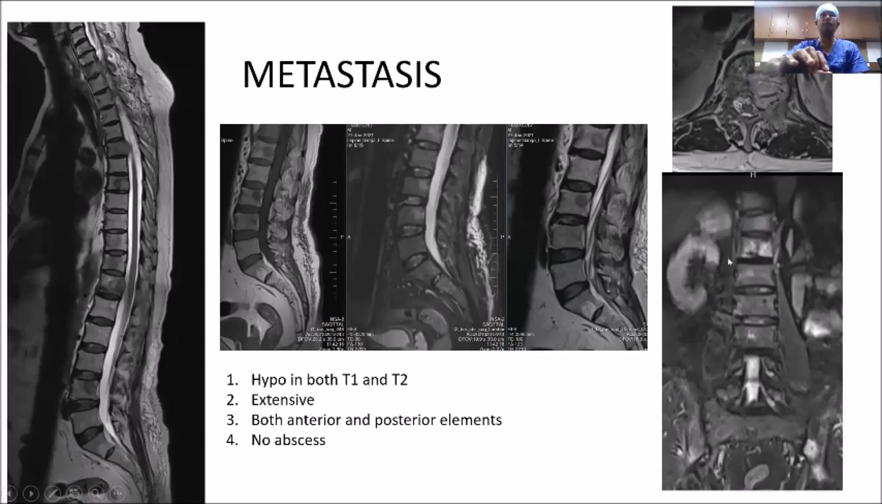Typically in the coronal images, you don't see any paravertebral collection, which you see in a spinal infection. Early in the course of the disease itself, you see the posterior elements getting affected. That's why you have the typical winking owl sign in a patient with a metastasis.